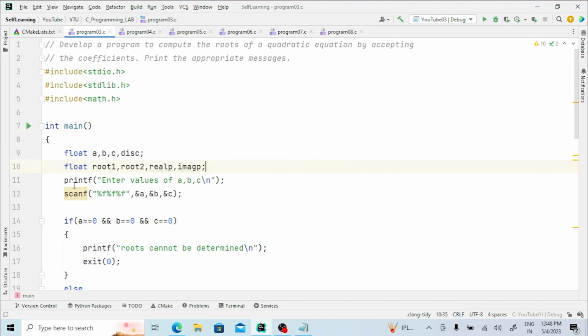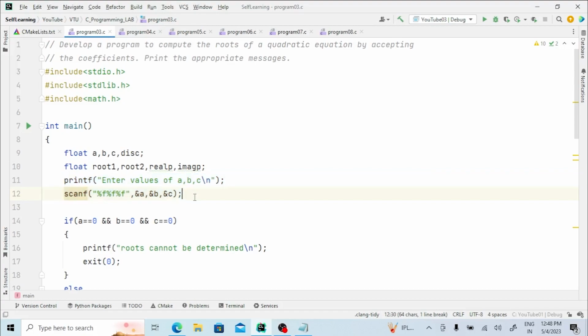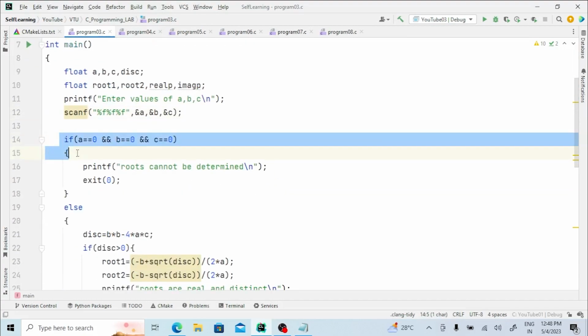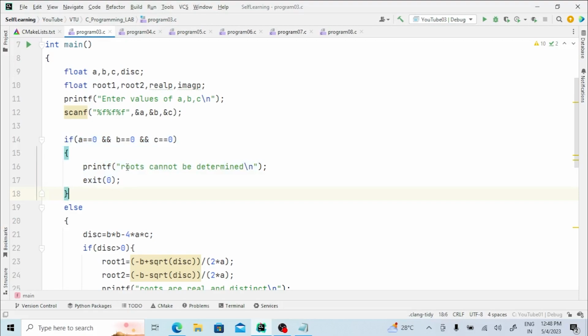So first we are going to take the inputs from the user by using the scanf function into the variables a, b and c, and then the first thing is we will check here that a, b and c all three are equal to 0. If all the three coefficients are 0, then the roots cannot be determined.